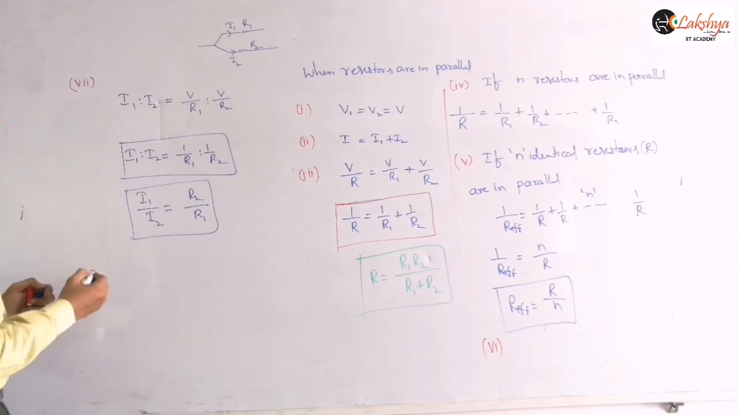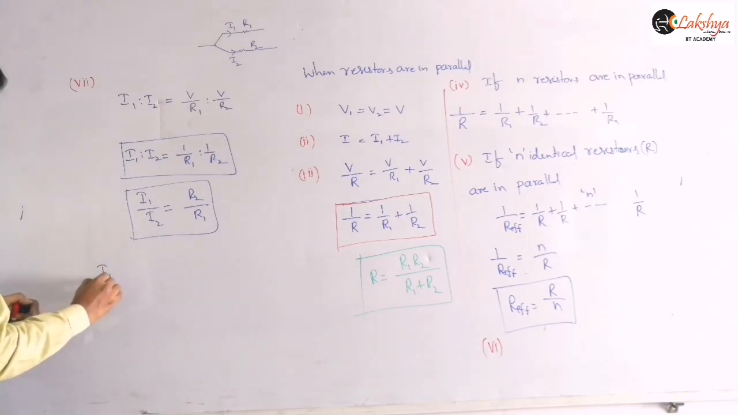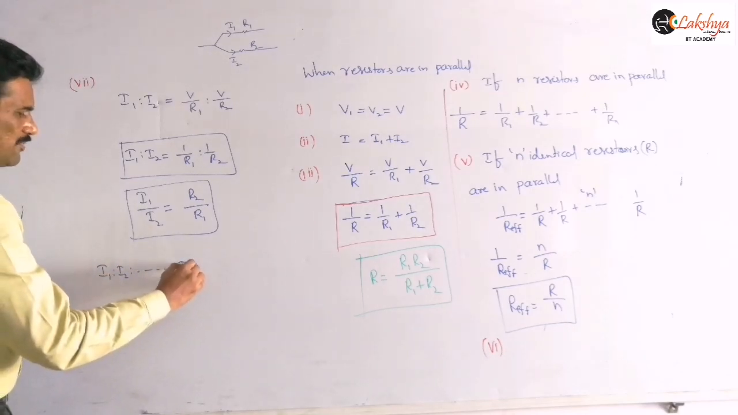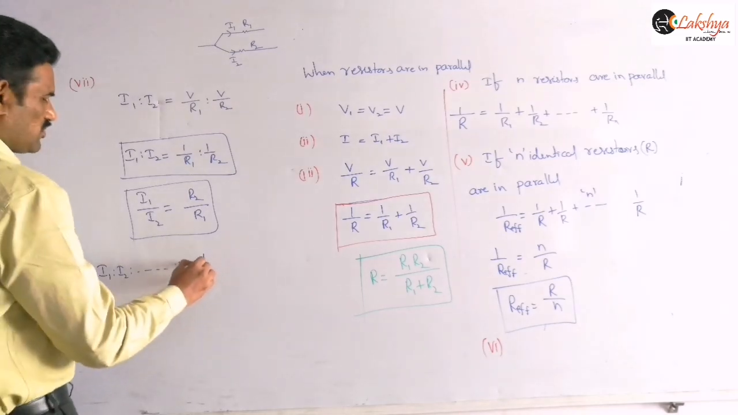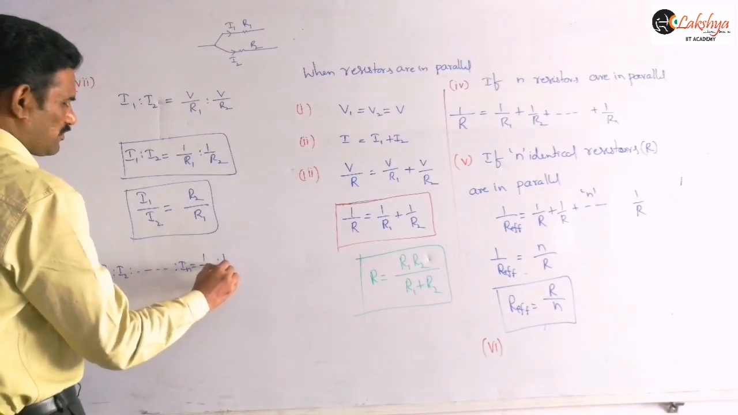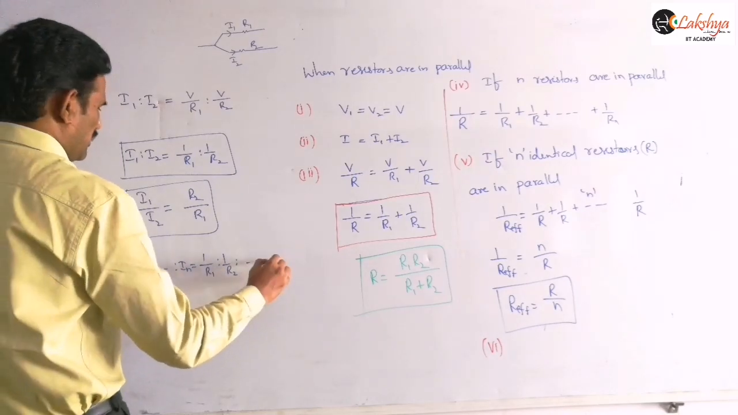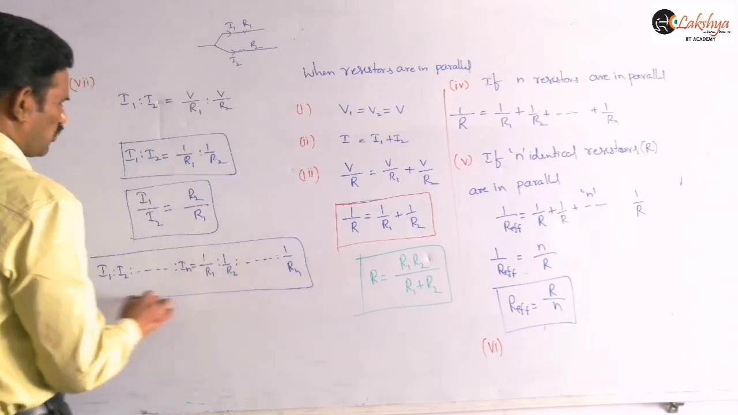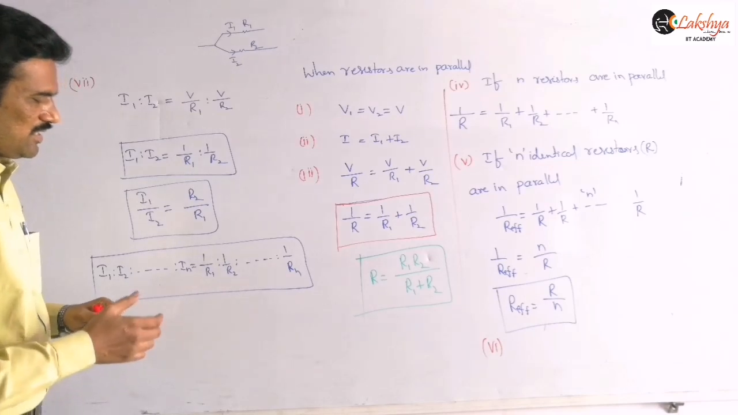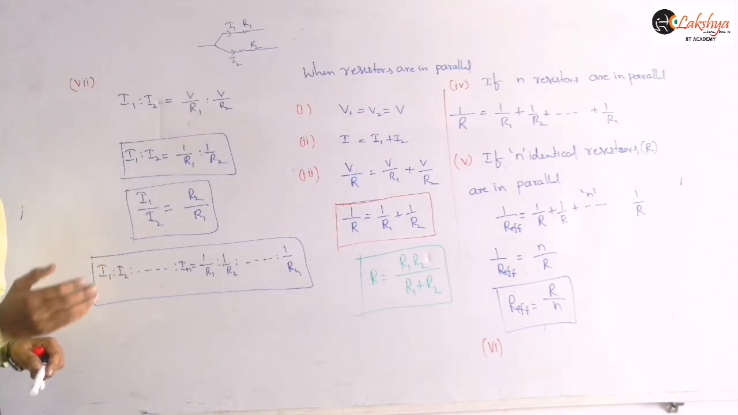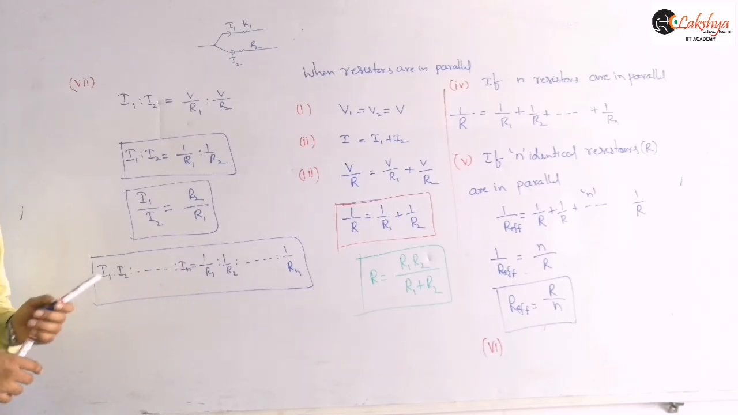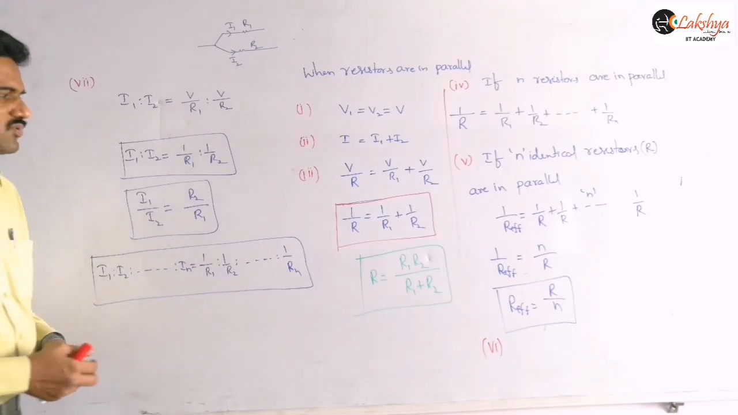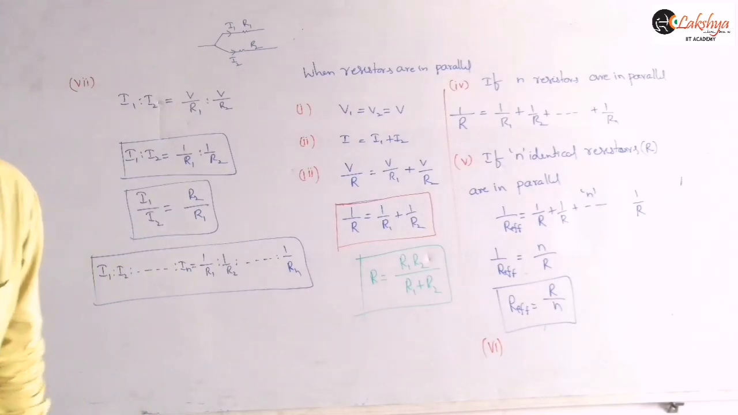And again this can be extended for any number of resistors. We can express this as I1 is to I2 is to and so on to In, if n resistors are in parallel, equal to 1 by R1 is to 1 by R2 is to and so on to 1 by Rn. So if n resistors are connected in parallel, the ratio of current flowing through them can be expressed like this. And for two resistors we can solve directly: I1 by I2 is equal to the reciprocal of the ratio of resistances, R2 by R1.